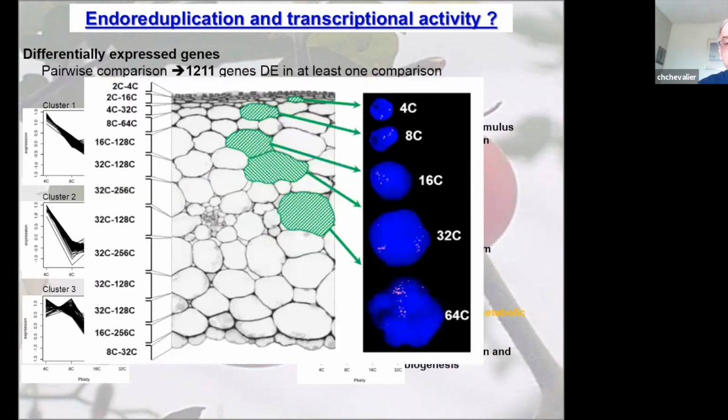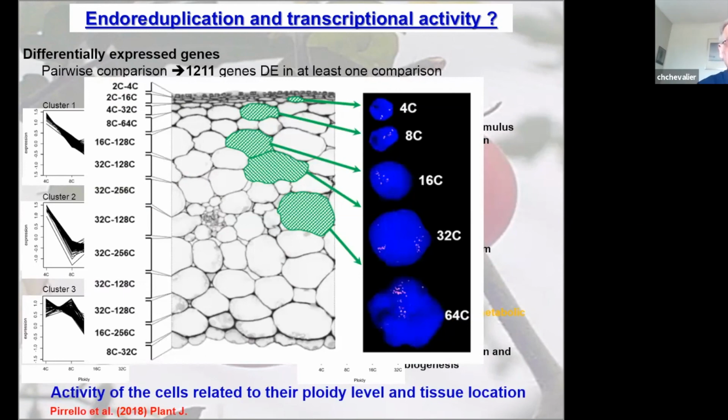And then what is extremely interesting here is that the activity of the cells in terms of gene transcription is in fact related to their ploidy level, but also to their location across the tissue. You have the smallest cells here that have a particular metabolism, and then you have highly developed cells here that have another metabolism. So these experiments were very interesting in demonstrating that endoreduplication has a real impact on transcription activity and a real impact on the differentiation of cells according to development.